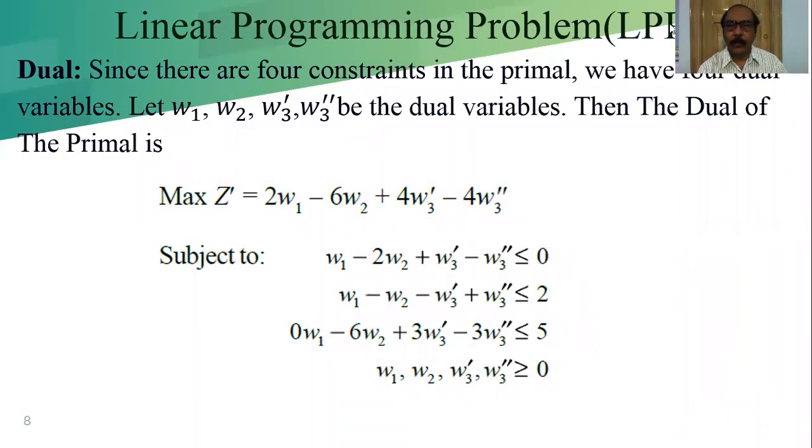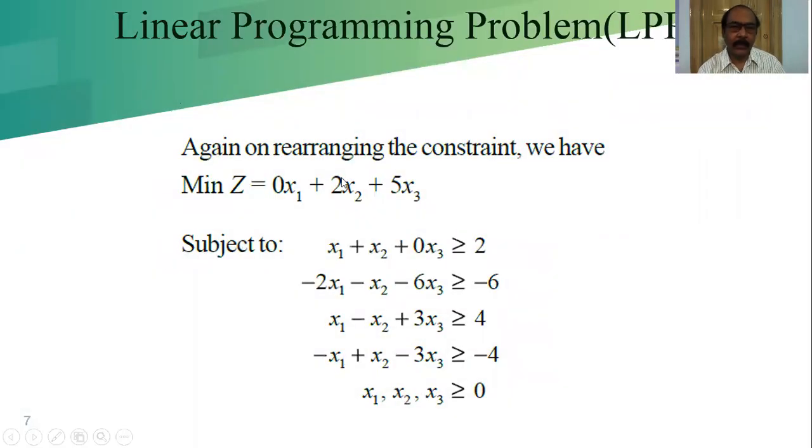Since there are the four constraints in the primal, we have the four dual variables. Let W1, W2, W3 dash, W3 double dash be the dual variables. Then the dual of the primal is, so we can write in this way by converting.